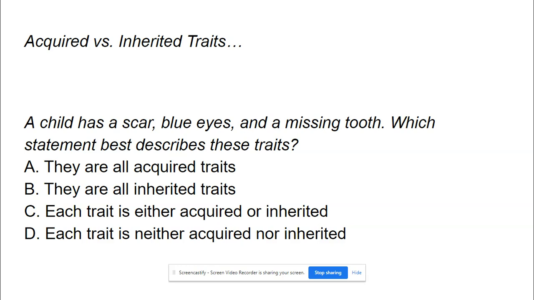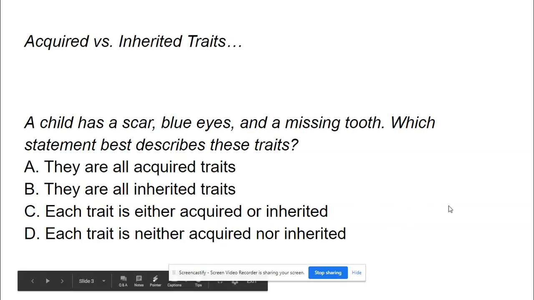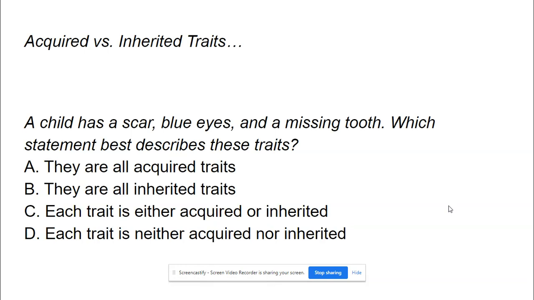So here's a question for you. A child has a scar, blue eyes, and a missing tooth. Which statement best describes these traits? So let's look through them. A scar, blue eyes, and a missing tooth. Which of those are acquired? That's something that happened in their lifetime. And which of those is something they inherited from their parents? Okay, so let's just double check here. You should have said C: a scar is acquired, blue eyes are inherited, and a missing tooth is acquired. That's through the environment. So let's talk about maybe learning a piano. Is that acquired or inherited?